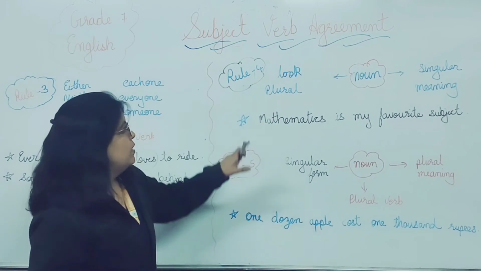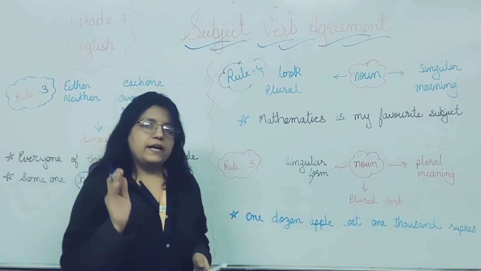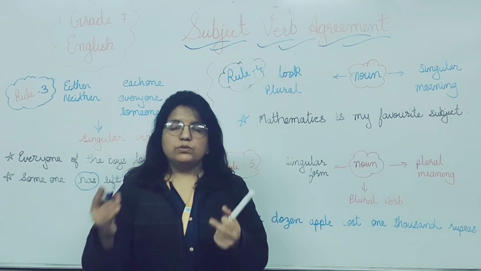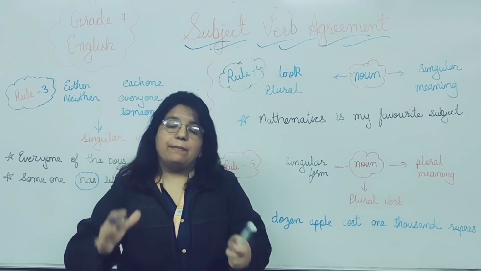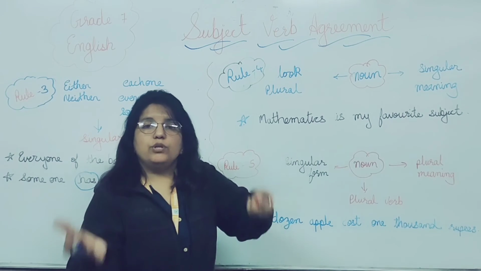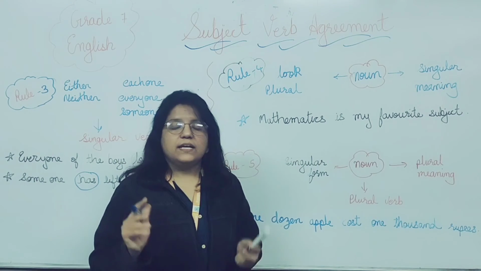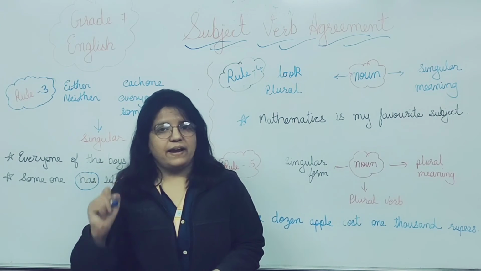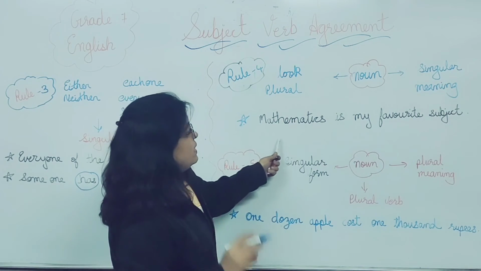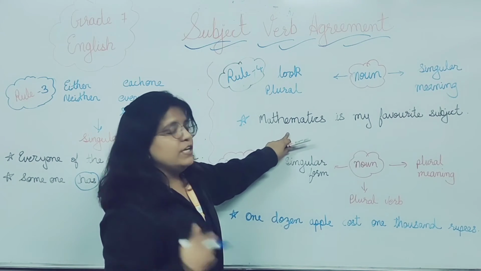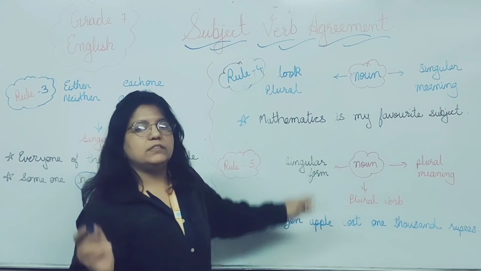Let's see rule number 4. Now, there are many subjects which look like plural. Means they look as if they are plural, but they have a singular meaning. Like mathematics, news, these look to us like a plural form of the subject, obviously because of the s at the end. But they have a singular meaning only. So that's why we use a singular verb with them.